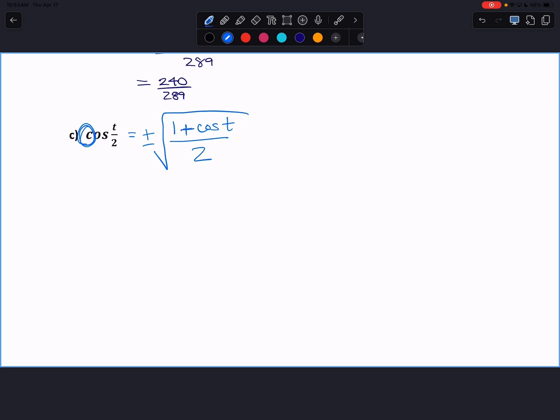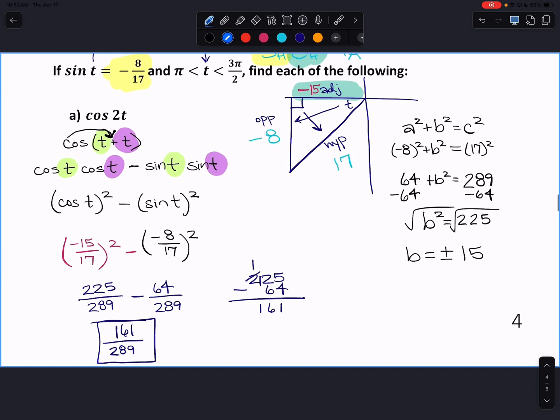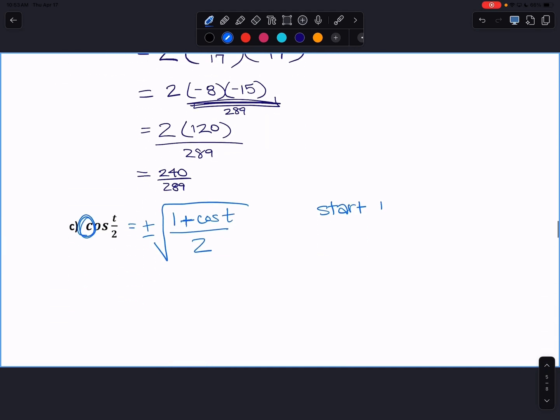Okay? And where are we starting? What quadrant? Let me look. Where was I? I'm in quadrant 3. I'm starting in quadrant 3. So when I half it, I'm going to end where? Quadrant 2. Good. So if you're in quadrant 2, what's the cosine in quadrant 2? It's negative. So my answer is going to be negative square root. Does everybody see how I just figured that out? You start in quadrant 3, which means when you half it, you're going to end in 2, which means your answer is going to be negative. Okay?